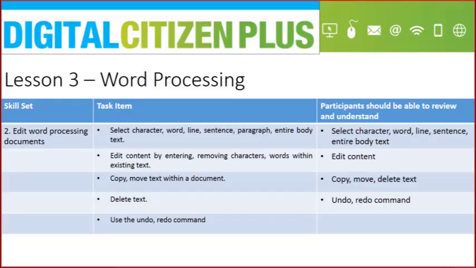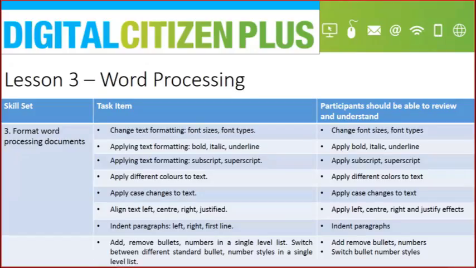So skill set 2 is all about editing word processing documents, right? How to select characters, words, lines, and all. Then how to change the contents, how to remove characters, how to change the existing text, then copying, moving, then deleting, undo and redo, right?